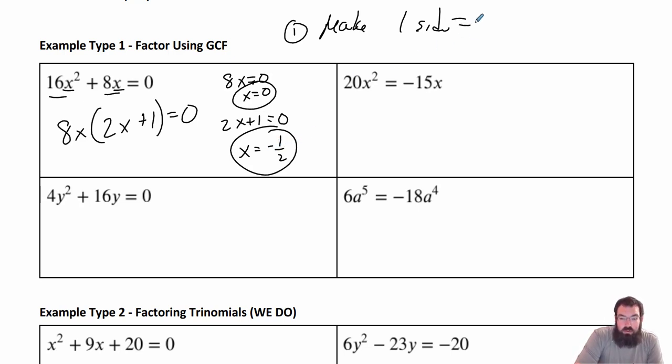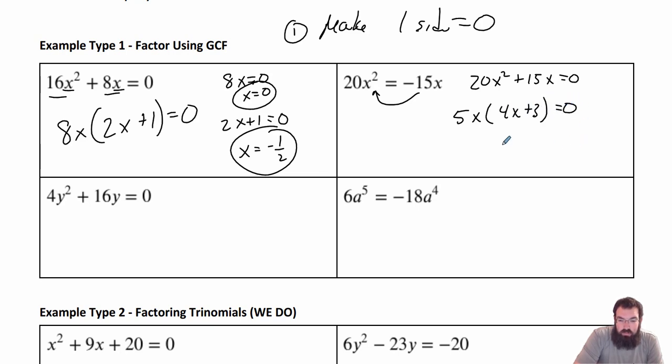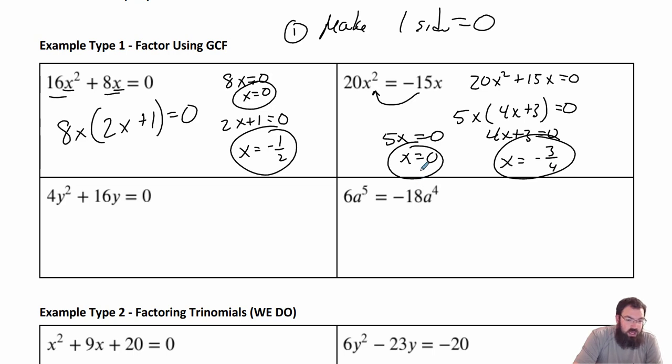Make one side equal to 0. So I bring this over, I get 20x squared plus 15x equals 0. I can factor out a 5x. I'm left with 4x plus 3 equals 0. Each individual thing, set it equal to 0. And then divide, x equals 0. Subtract the 3, divide by 4, x equals -3/4. Those are your two answers. Okay, work on the next two, pause it, and then hit play.